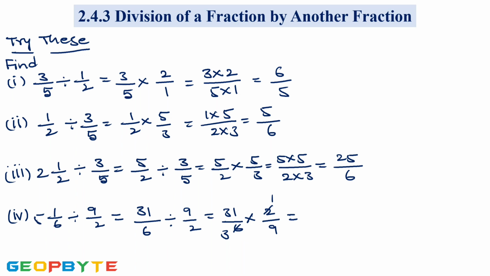Now 31 into 1 by 3 into 9, which is equals to 31 ones are 31 by 3 nines are 27. Now the result of 5 1 by 6 divided by 9 by 2 is 31 by 27.